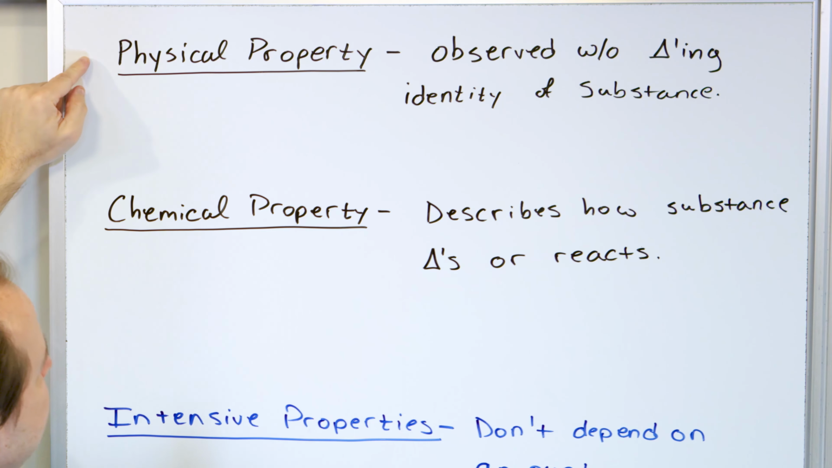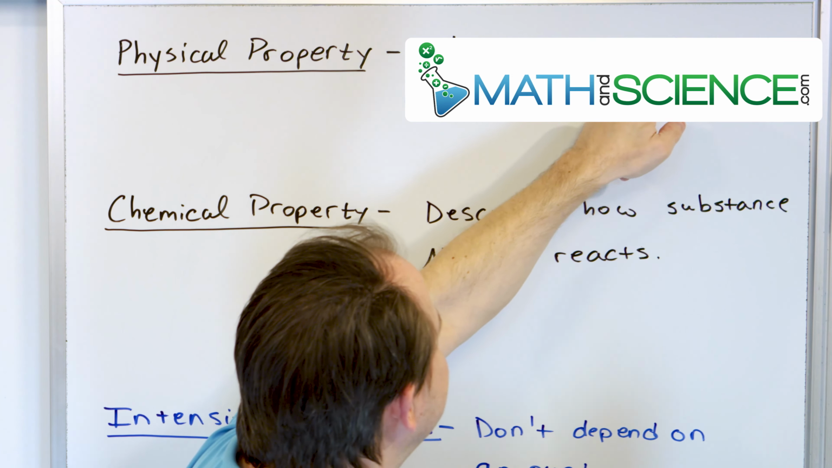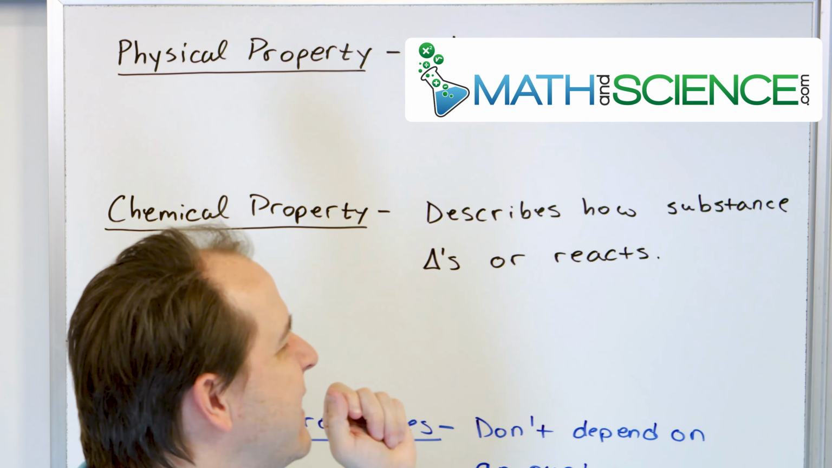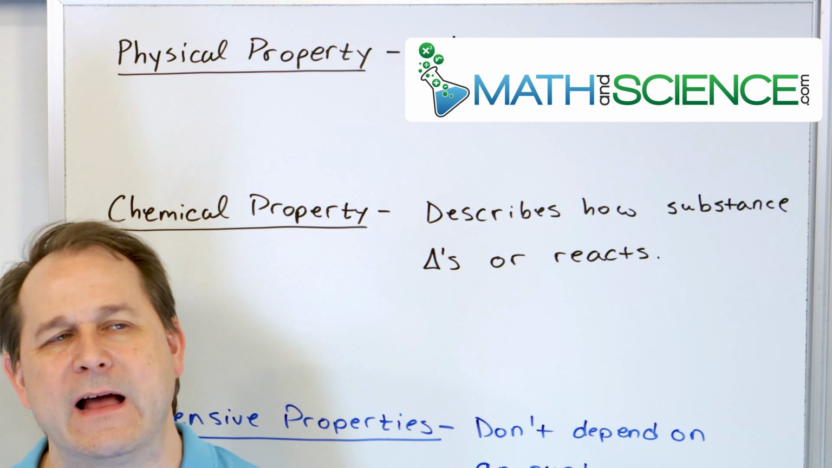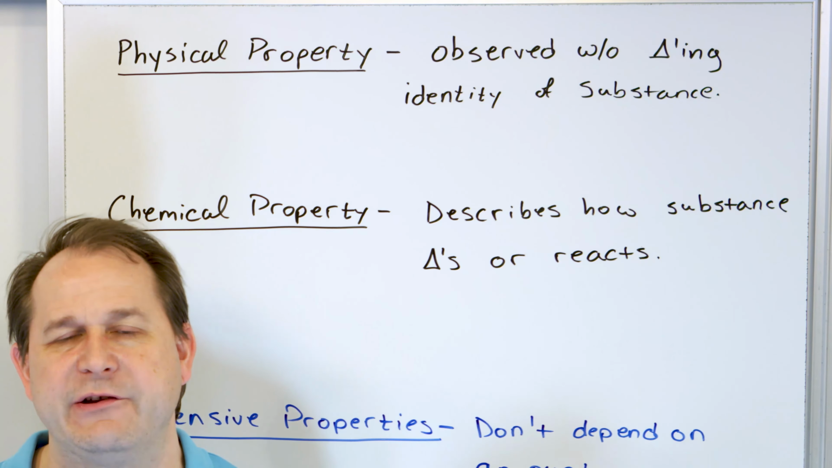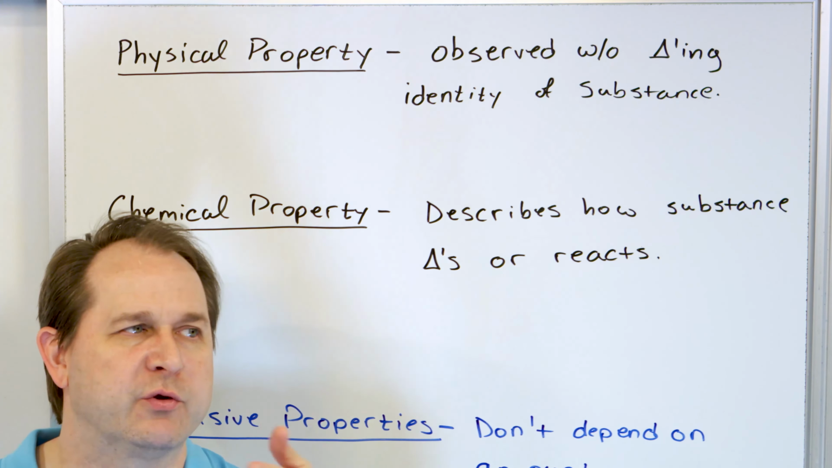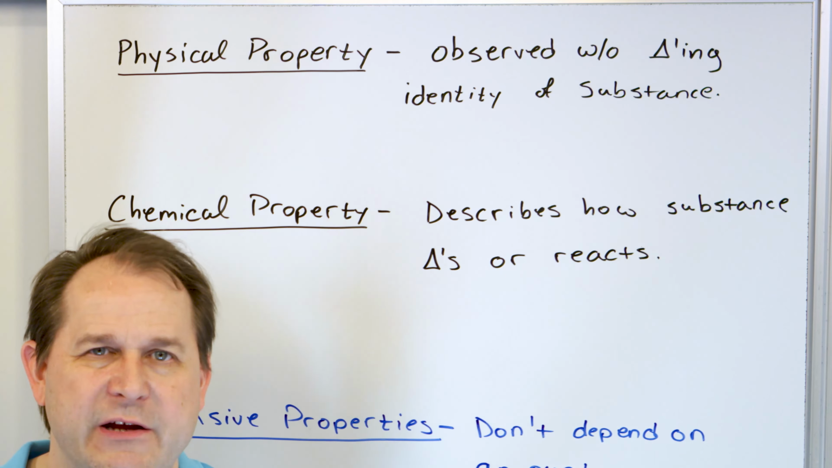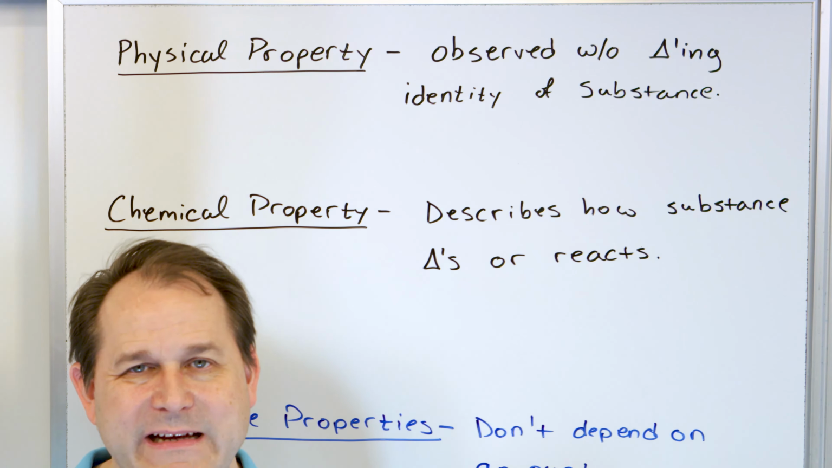A physical property is any property that's observed without changing the identity of a substance. Now here you get exposed to my little shorthand way of writing things down. I don't want to write down long, gigantic definitions. You have a textbook probably, and you could read a long definition, but in my opinion, more words doesn't actually make it easier. Sometimes fewer words makes it easier.